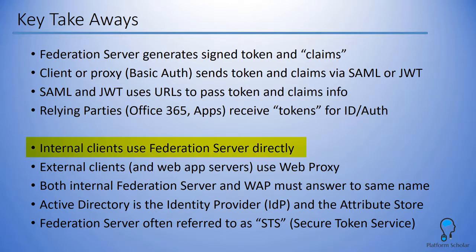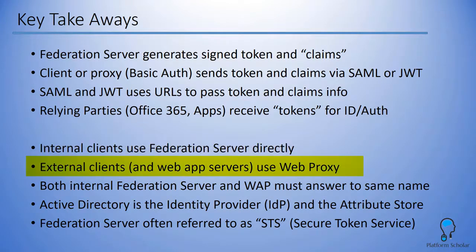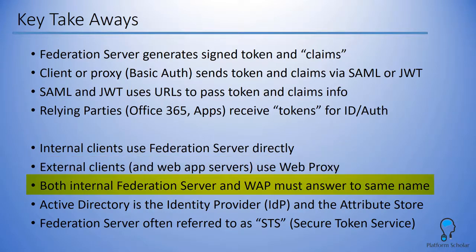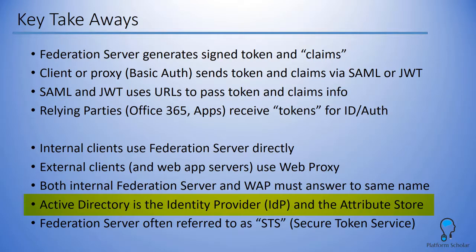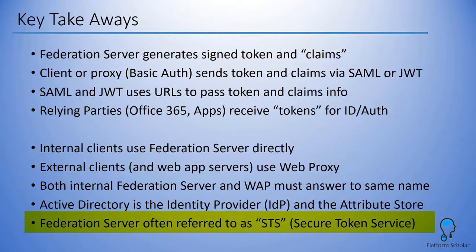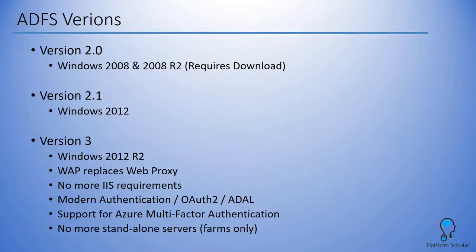Also, the internal clients use the Federation server directly, while external clients and the web application servers talk to the web proxy. Both the internal Federation server and the web application proxy must answer to the same name. Active Directory is referred to as the identity provider and also acts as the attribute store, while the Federation server is often called the STS or Secure Token Service. And that becomes important because later, as we'll see, a lot of the Federation server names in documentation is referred to as STS.